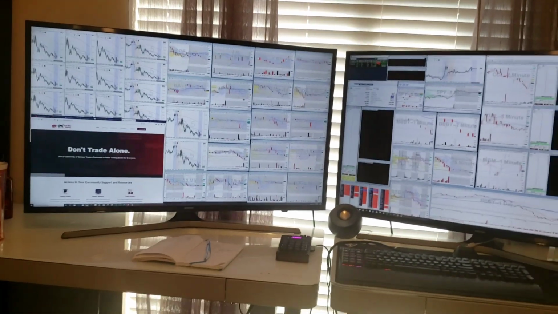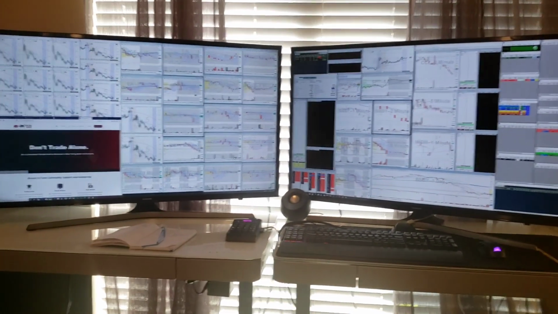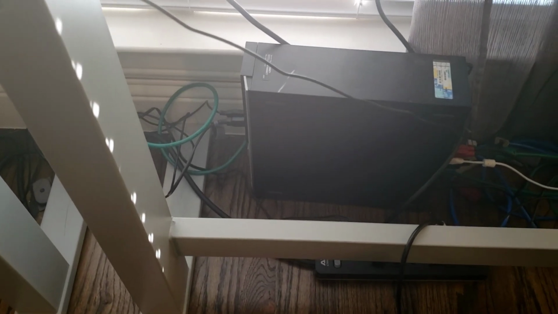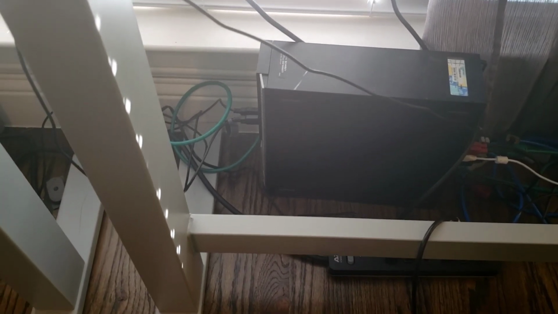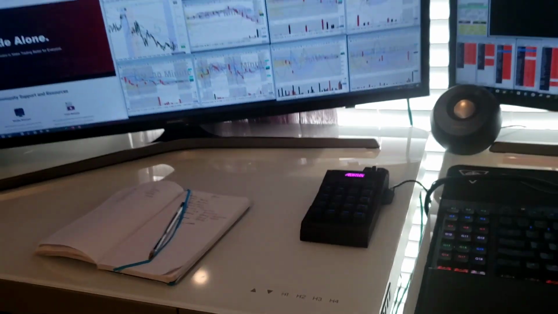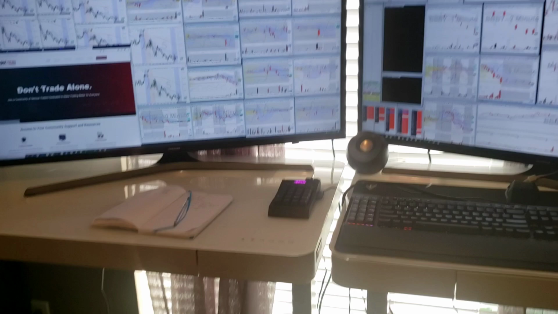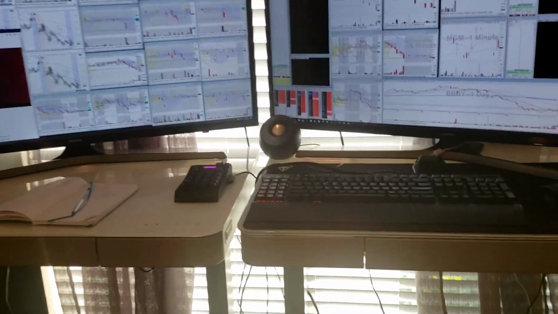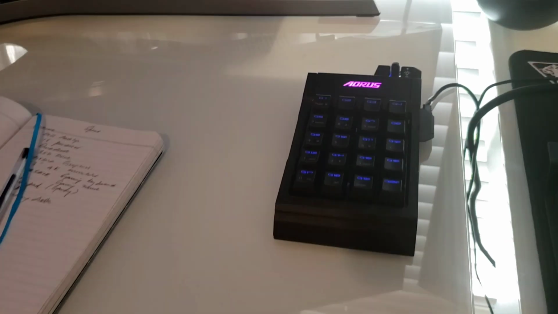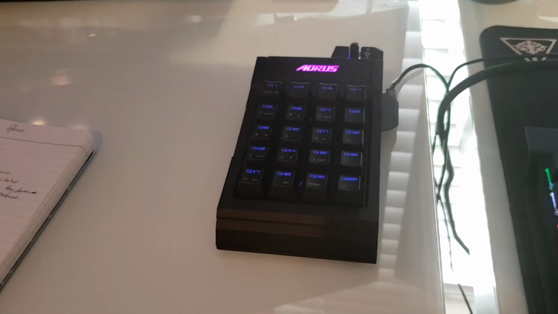This is my setup. Let me give a glimpse of what goes on in my trading room. Let's start with the hardware. There you see the Dell desktop with an Intel i5 quad-core processor, SSD drive, and an NVIDIA graphics card. That is the UPS. I have two 43-inch 4K monitors with a Corsair gaming keyboard, Corsair mouse, and a gaming hotkey AORUS shortcut board.